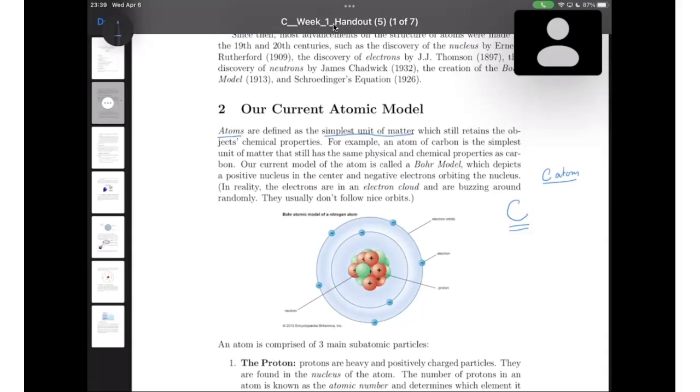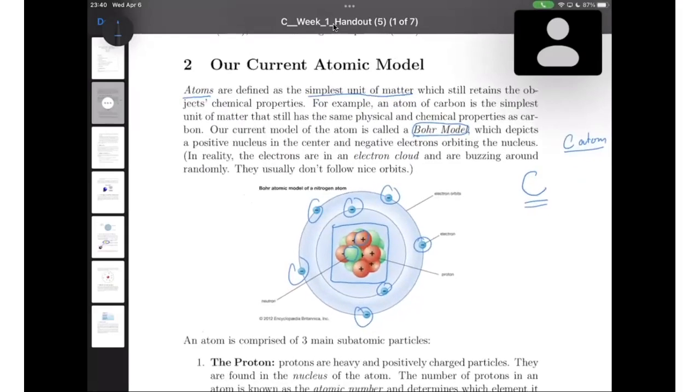Our current model of the atom is known as the Bohr model, or rather the Bohr model is a relatively simplified version of the actual model, but the basics are pretty much the same. The Bohr model depicts a nucleus in the center, and this nucleus has positive charges called protons and neutral charges called neutrons, which are surrounded by a bunch of negatively charged electrons that are orbiting this nucleus.